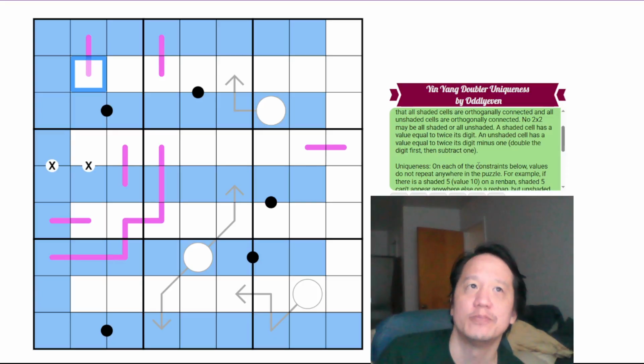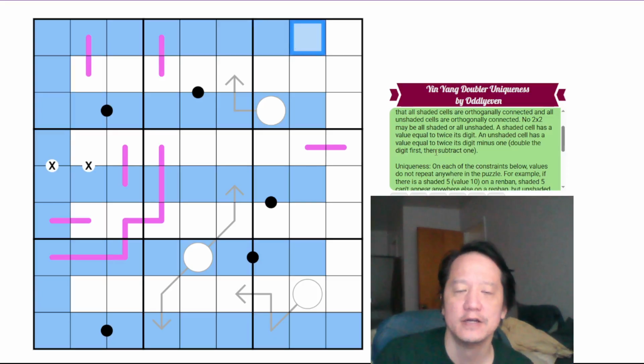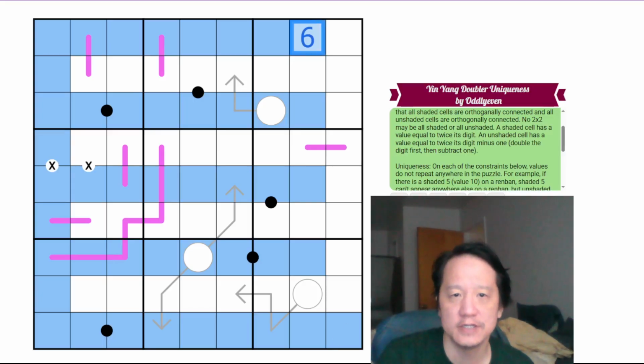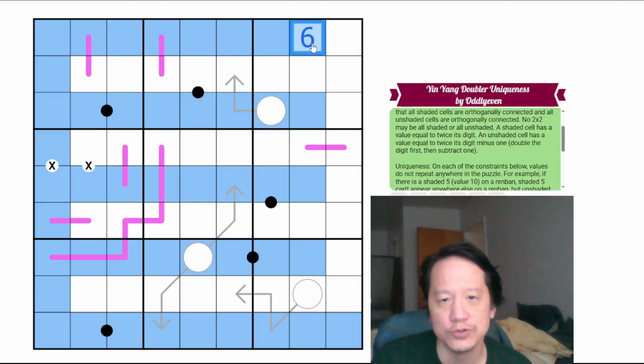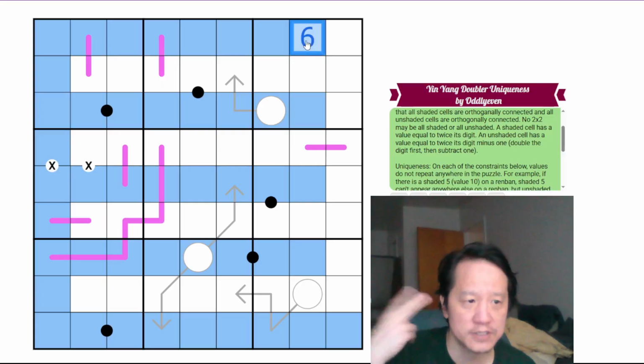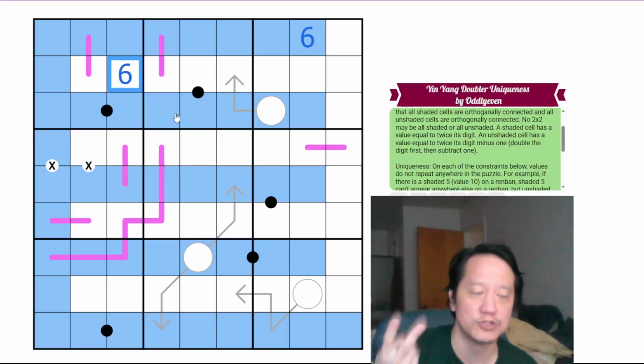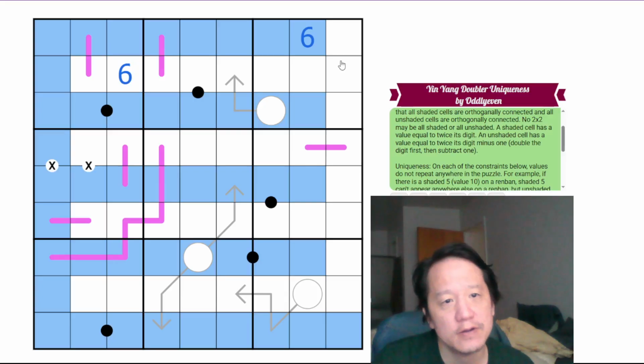So for example, say we had a 6 here, that would be equal to 2 times 6, which is 12, minus 1, which would be 11 then. So that's interesting.